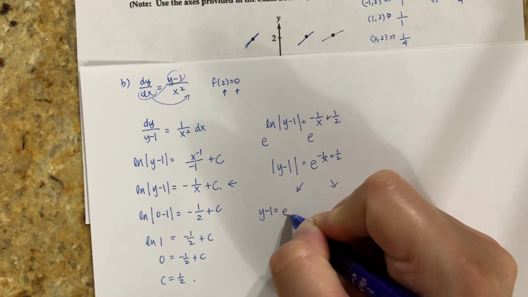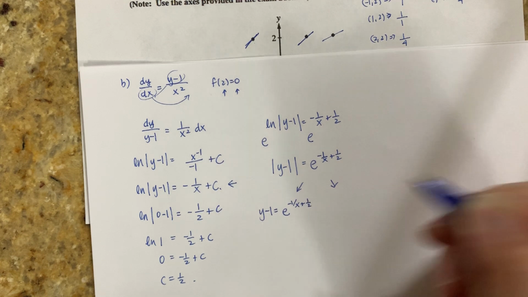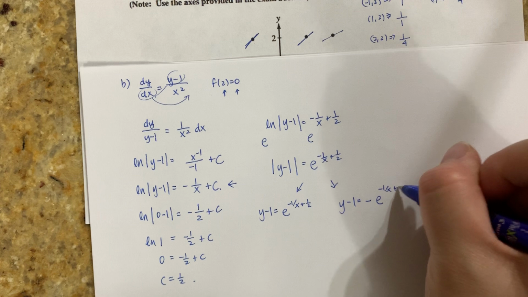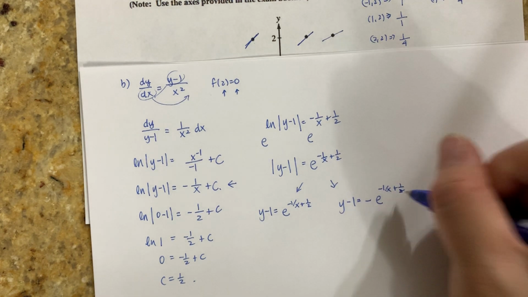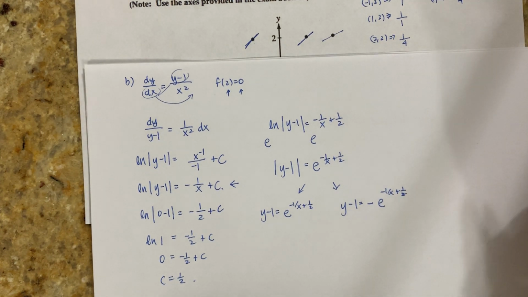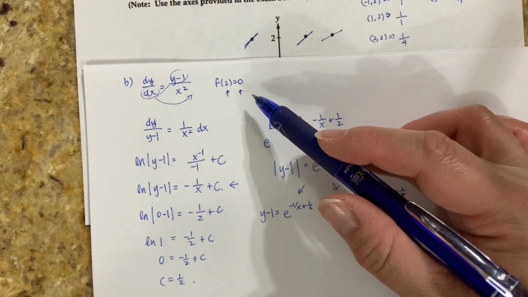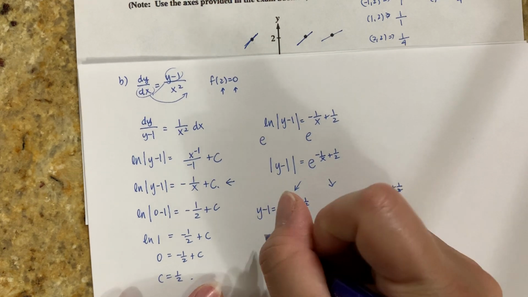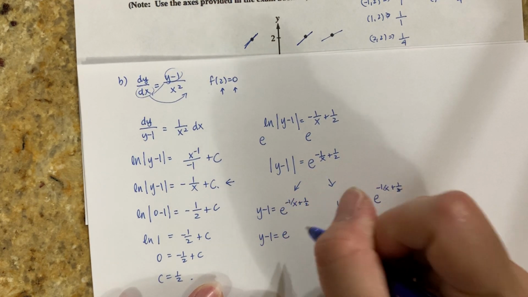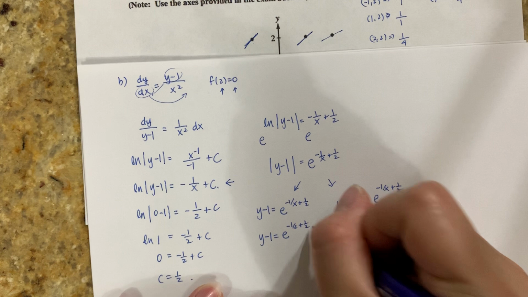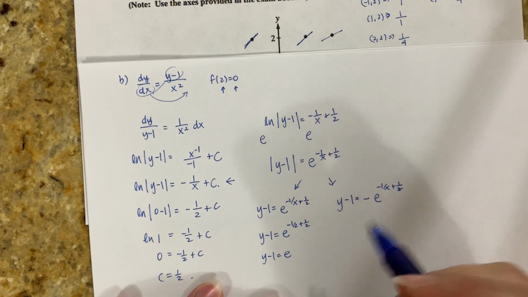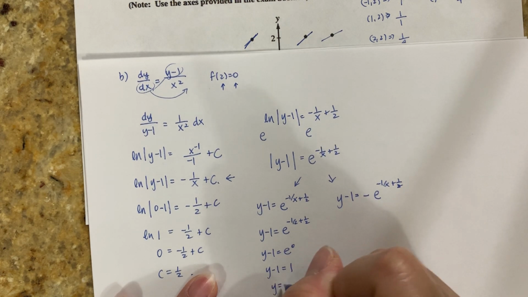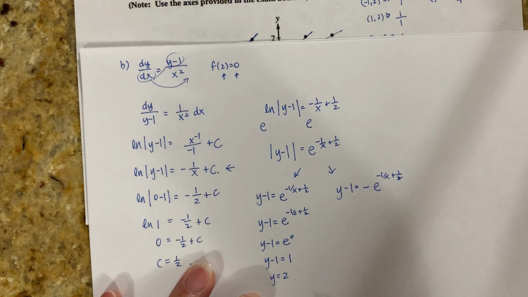y minus 1 equals e to negative 1 over x plus 1 over 2. Or y minus 1 equals negative e to negative 1 over x plus 1 over 2. Right? So which one is my answer? Well, that's when you use the initial condition again to see what you will get. Which one of these will actually get you 0 when you plug in the 2? So I'm going to plug in the 2. y minus 1 equals e to the negative 1/2 plus 1/2. y minus 1 equals e to the 0. y minus 1 equals 1. y equals 2. Right? So, nope, that doesn't give me 0.